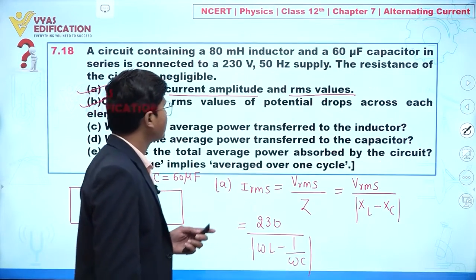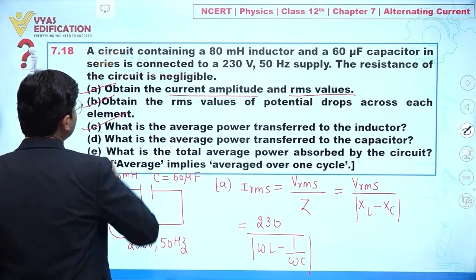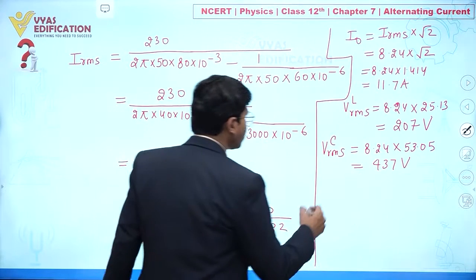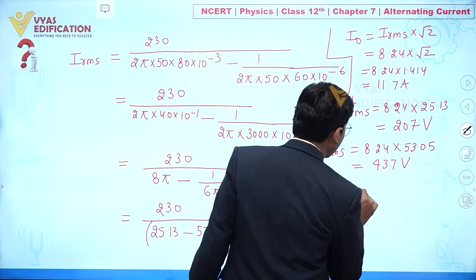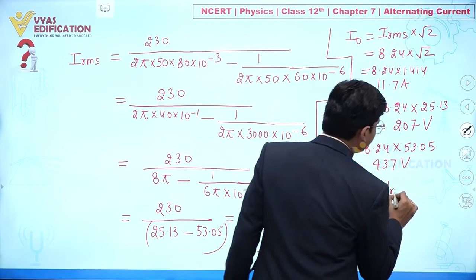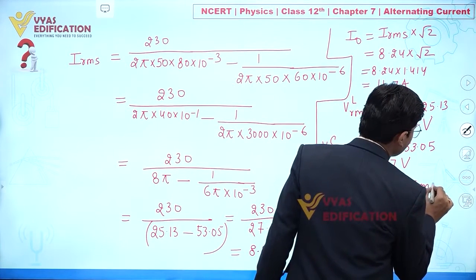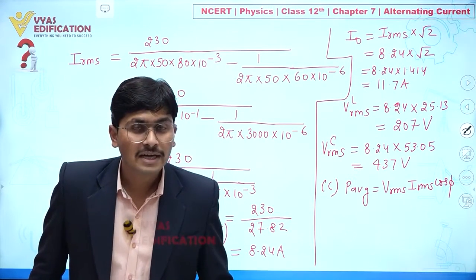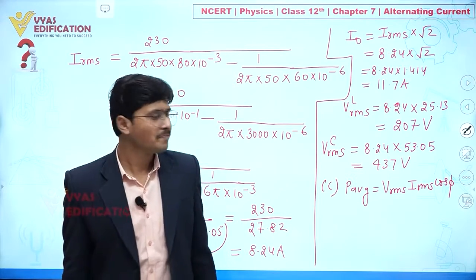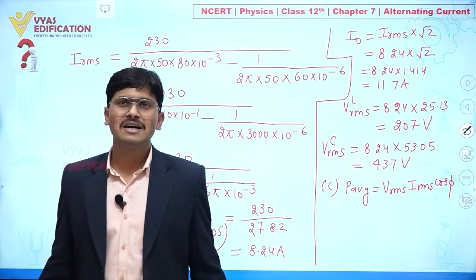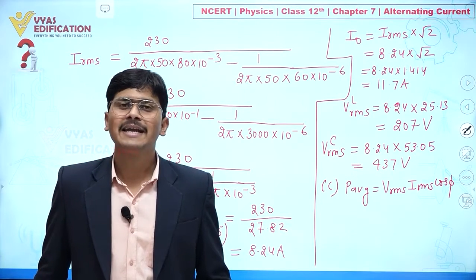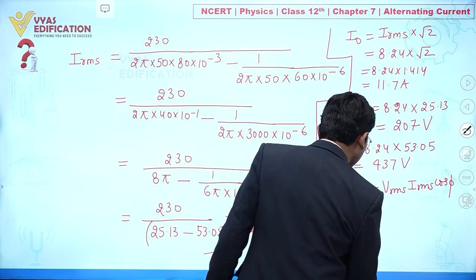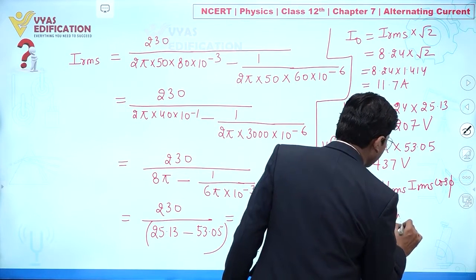So this is all about part B. Part C: what is the average power transfer to the inductor? Now listen carefully. We know the formula: P average is given by VRMS, IRMS, cos of phi. What is the phase difference between the voltage across the inductor and the current? Voltage leads the current by an angle pi by 2 in the case of an inductor, so the average power is 0.